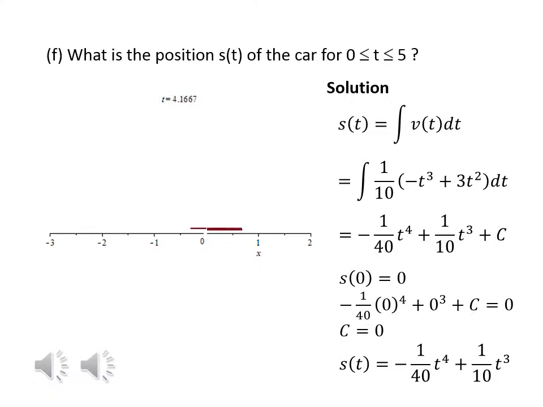The animation to the left shows what the motion of the car would actually look like to an observer standing outside. As time increases, first the car goes to the right, and then at t equals 3 it turns around and goes back to the left, reaching a maximum speed at t equals 5.